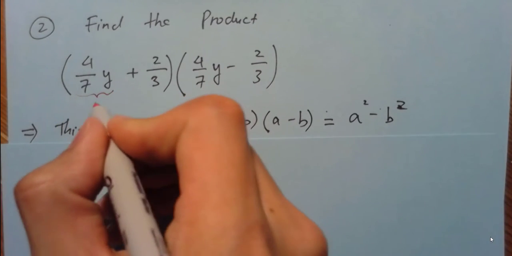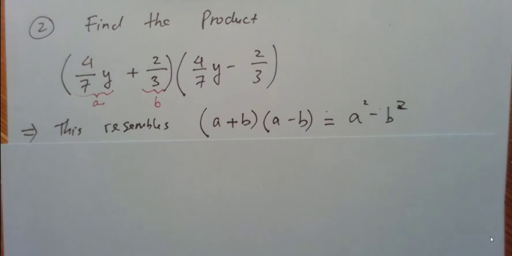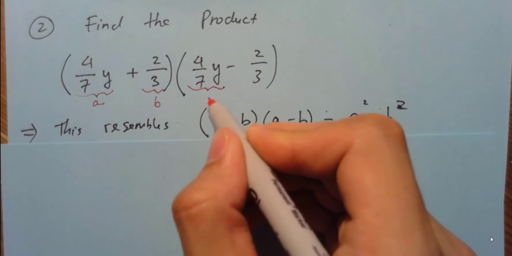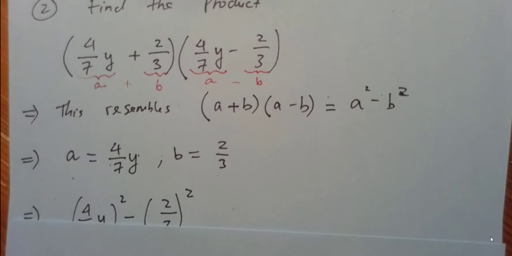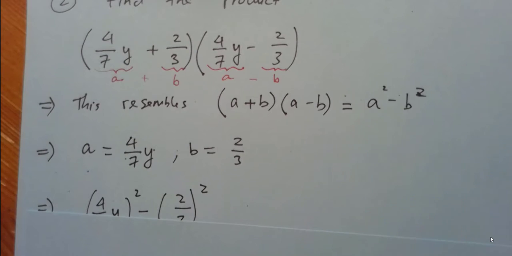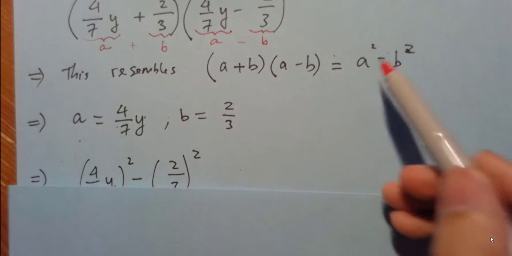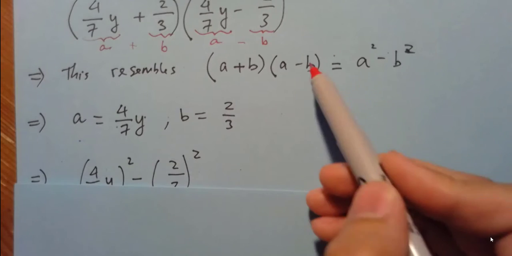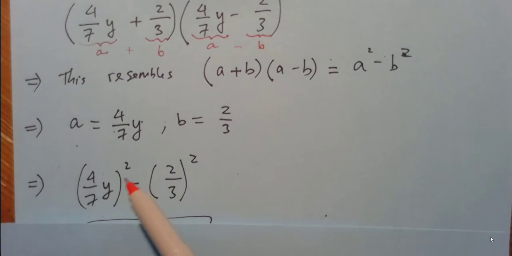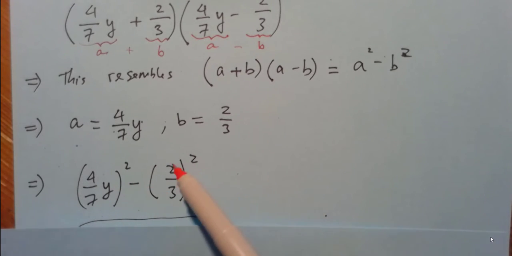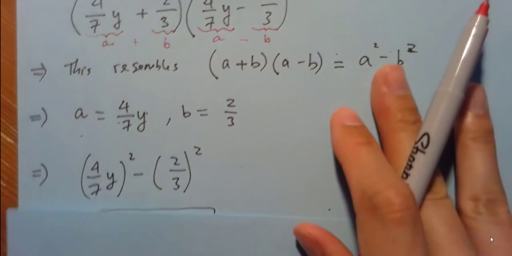So that means this one should be a, this one should be b, and this one should be a, this one should be b. A plus b, a minus b, right? Okay, so a is 4/7y, b is 2/3. So we apply the formula a squared minus b squared, because this whole thing equals a squared minus b squared. A squared, which is 4/7y, the whole quantity squared, minus 2/3, the whole quantity squared. And then simplify the expression.